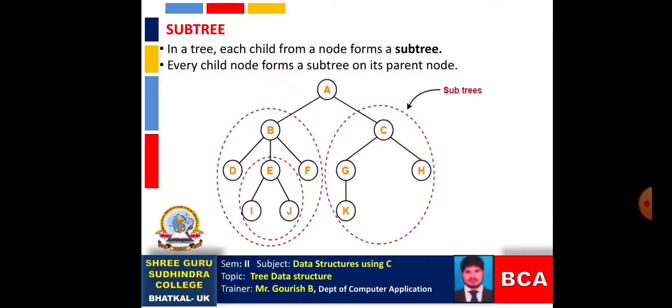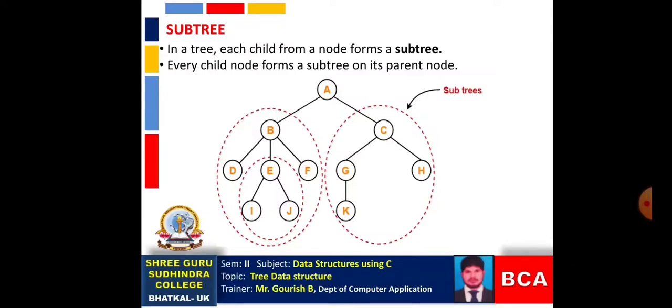See here, the red circle that includes B, D, E, F, I, J is one subtree. Subtree of which tree? The main tree, whose root node is A. Another subtree of our main tree is the other circle, which includes C, G, H and I.